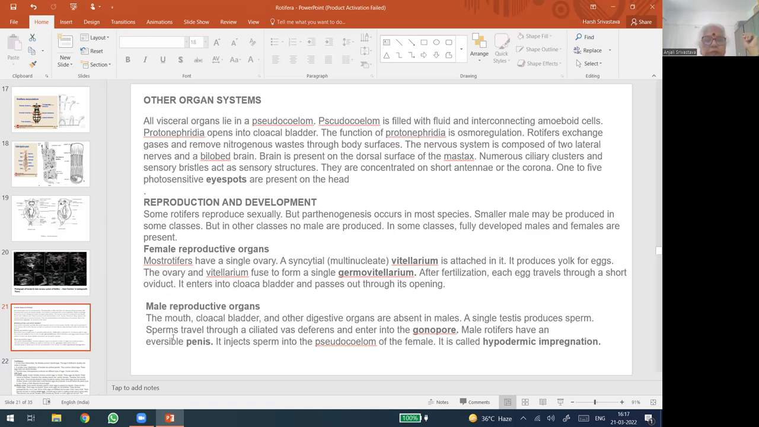In the male reproductive system, the mouth, cloacal bladder, and other digestive organs are absent in males. This is very interesting. Males are very poorly feeding organisms, and their lifespan is also accordingly very short. A single testis produces sperm. Sperms travel through a ciliated vas deferens and enter into the gonopore. The male rotifers have an eversible penis. It injects sperm into the pseudocoelom of the female, and this is called hypodermic impregnation.